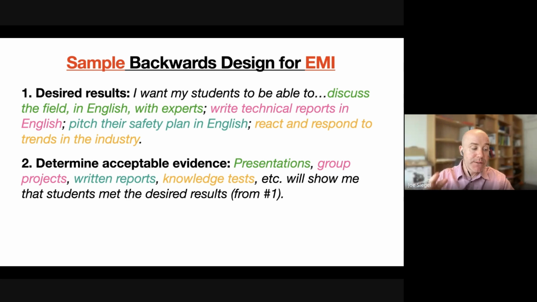Those were the desired results. We can match those up with determining acceptable evidence. So they could make presentations. The green matches the green above. If the goal, the result, is to discuss the field with experts, well, then presentations might be applicable. Group discussions might be applicable. Write technical reports in English. Maybe that's related to group projects, written reports, and so on. So we've got different types of acceptable evidence that would fit better or worse with the desired results.